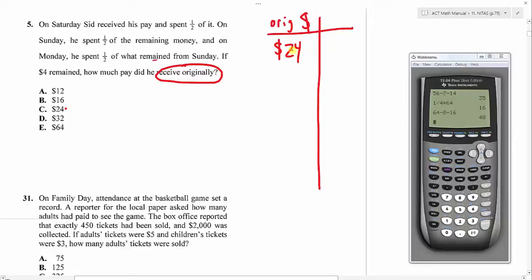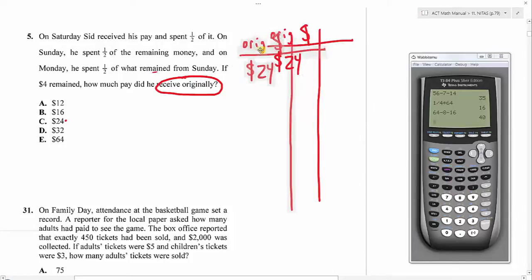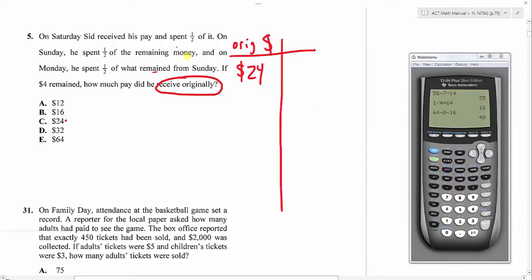Now, working one phrase at a time, I'm actually going to move this over slightly. So moving through the question one phrase at a time. So this says on Saturday, Sid received his pay. Saturday, Sid received. It's a nice alliteration there. Received his pay and spent half of it. So we'll do this column will be Saturday. So he spends half of the money, which means he spends 12.